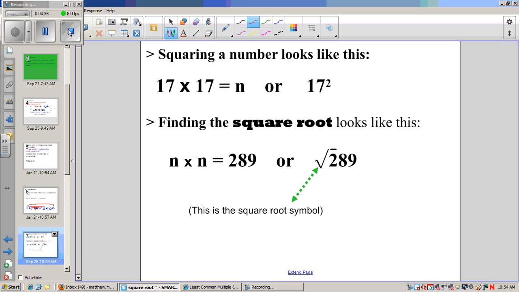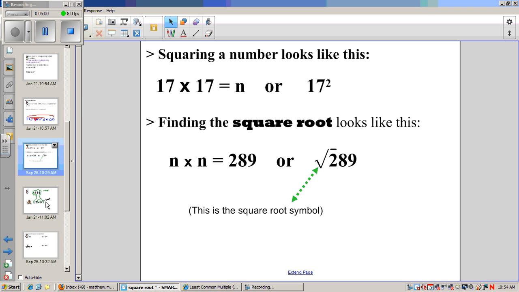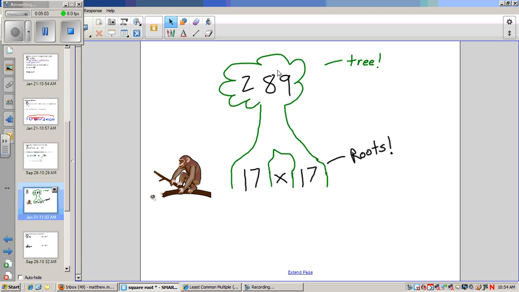Well, for 17, squaring it, 17 times 17 is n, or 17 squared. The square root is the opposite, so n times n is 289, or here's our square root symbol. Whenever you see this in front of a number, they're asking for the square root. Well, we know if 17 times 17 equals 289, the square root of 289 is 17. It's the opposite. Think of it this way. If the number is the actual tree, the pretty leaves at the top, you like this drawing? Then the roots, the square root is what number times itself equals this number.